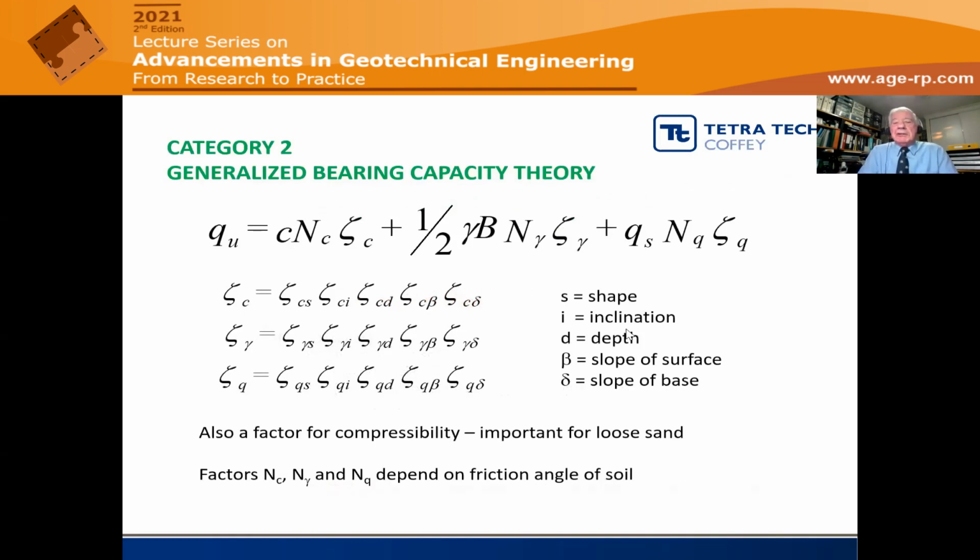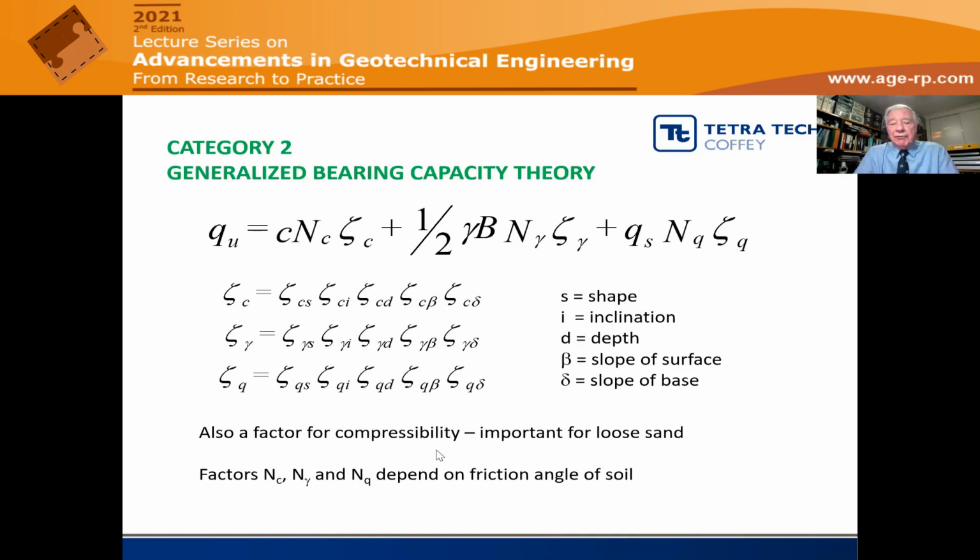Now, of course, we generally need to go a bit further than that, and we have available to us category 2 methods, which are generally based on some form of limit equilibrium or plasticity theory. Now, this is a generalized theory where the ultimate bearing capacity has 3 components: a component due to soil cohesion, a component due to the size of the footing, and a component due to the embedment or the overburden pressure of the footing. And these are various factors that allow us to consider the shape, the inclination of the footing, the depth, the slope of the surface, and the slope of the base of the footing.